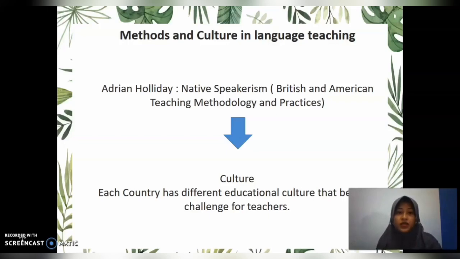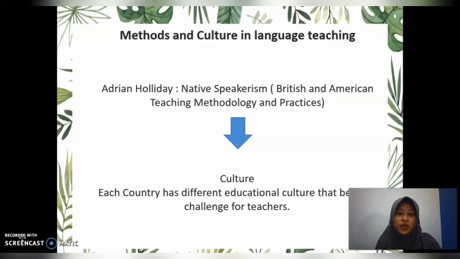I will continue the presentation and now I'm going to tell you about methods and culture in language learning. Adrian Holliday is a writer from England who came up with the term native-speakerism. This term describes British and American teaching methodology and practices that have been exported around the world. But with this term, there is also worry about differences between native English speakers and non-native English speakers, and it's also influenced by different cultures.